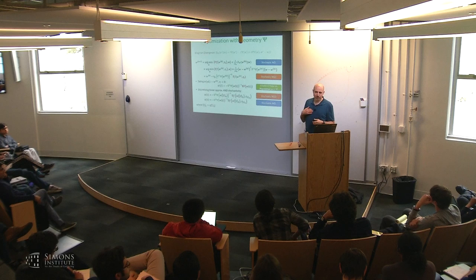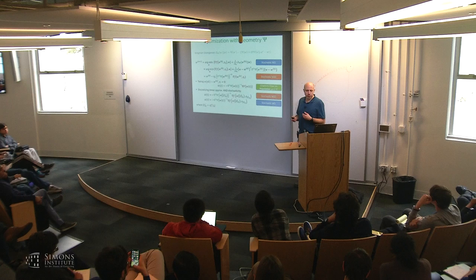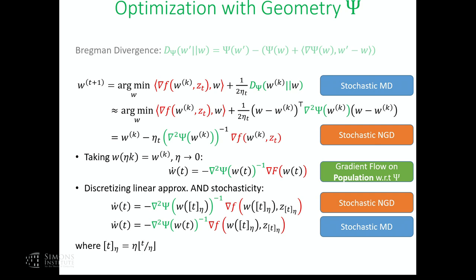Okay, let's go back to the geometry. The game here is to find a geometry that matches our problem. So what geometry would match our problem the best? Well, I actually know the objective function, so there's a very clear best geometry, which is using just psi equals f. If you use psi equals f, then natural gradient descent corresponds to Newton's method, which is not bad. Mirror descent would be much better: it would just be done in one iteration. So that's definitely the best thing you can do.